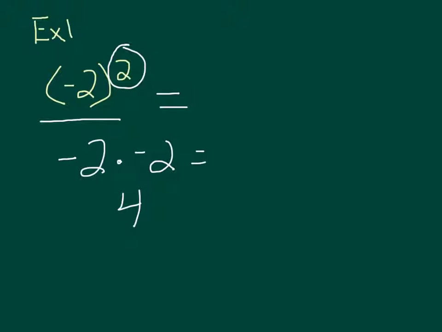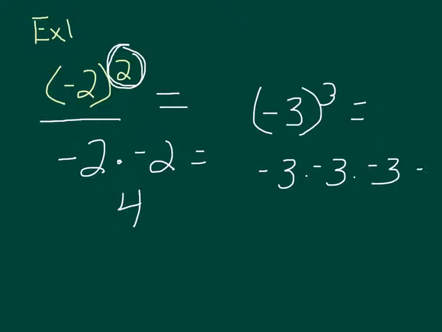So since the -2 is in parentheses, I'm going to take the -2 times -2. Now likewise, if I had (-3) cubed, what's this mean? Well, whatever is inside the parentheses, I'm going to take times itself 3 times. So I'd have -3 times -3 times -3. And in this situation, -3 times -3 is 9. And then 9 times -3, I get -27. So notice I'm really emphasizing the set of parentheses.